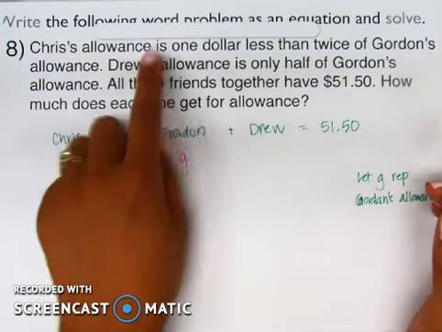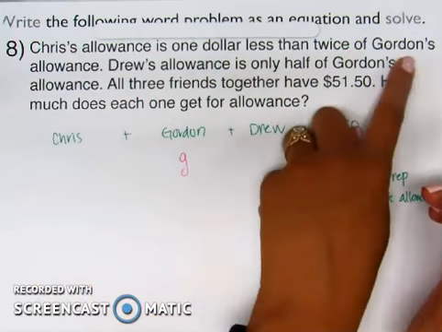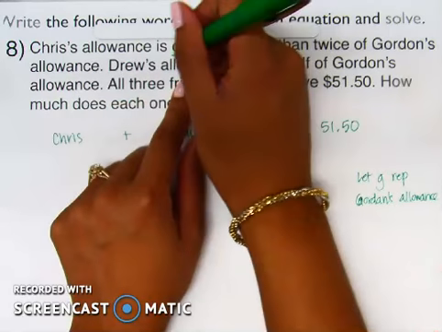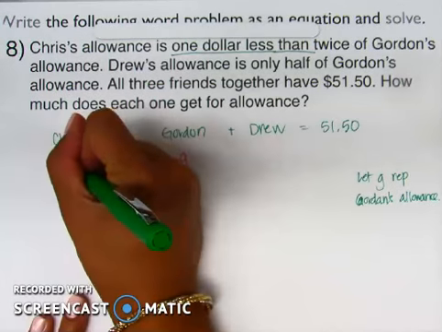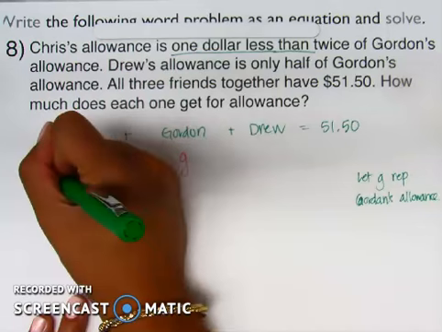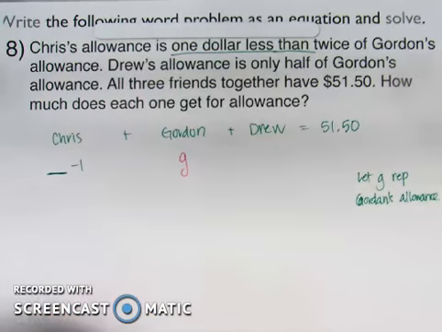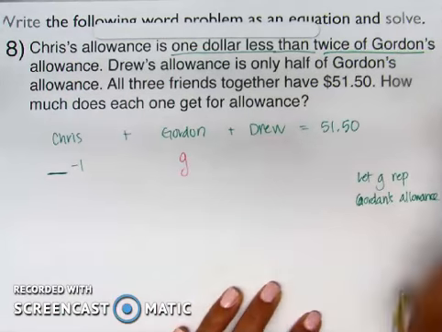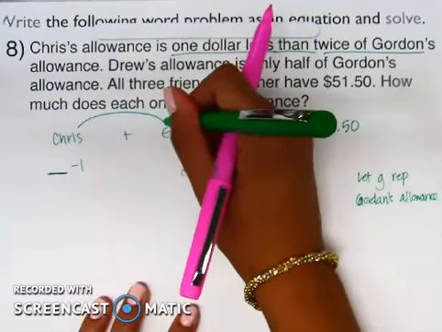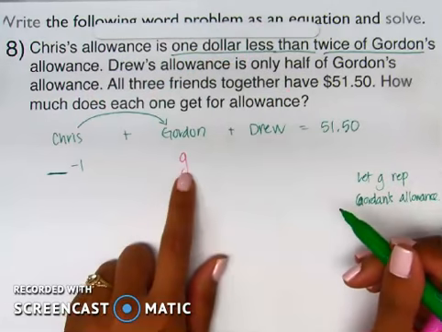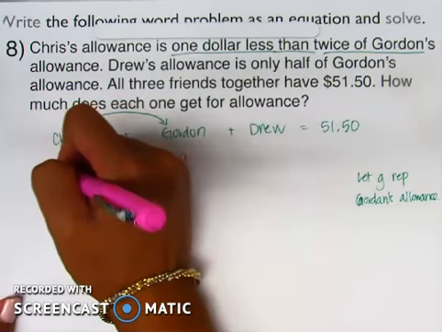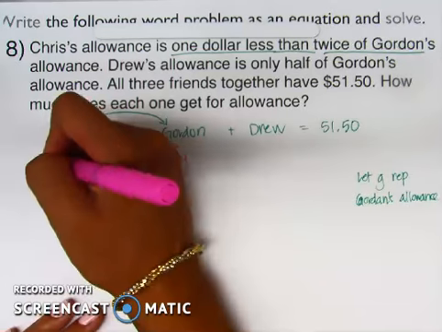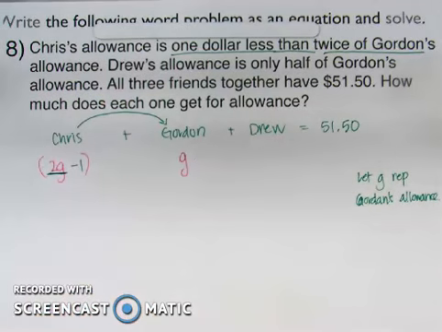So Chris's allowance is $1 less than twice Gordon's allowance. $1 less than makes me think that we're going to be subtracting 1. But we're subtracting 1 from something. What are we subtracting it from? Well, we're subtracting it from twice of Gordon's allowance. So what's Gordon's allowance? Gordon's allowance is G. So twice of G is 2 times G, which I would call 2G. So Chris's expression is going to be 2G minus 1.